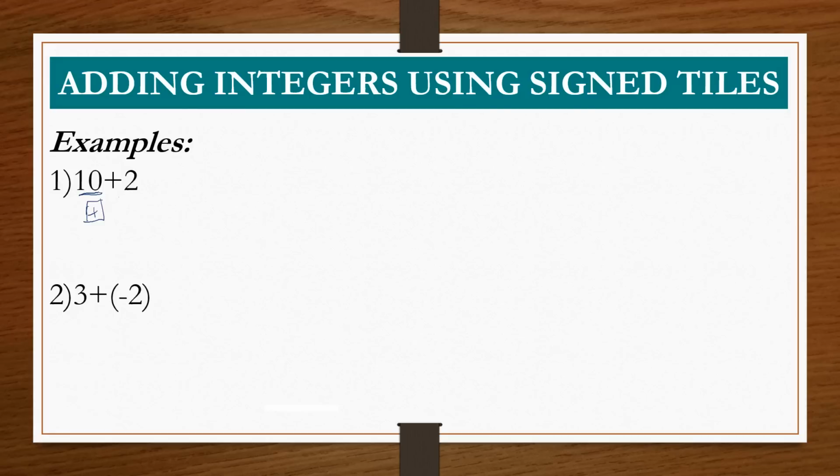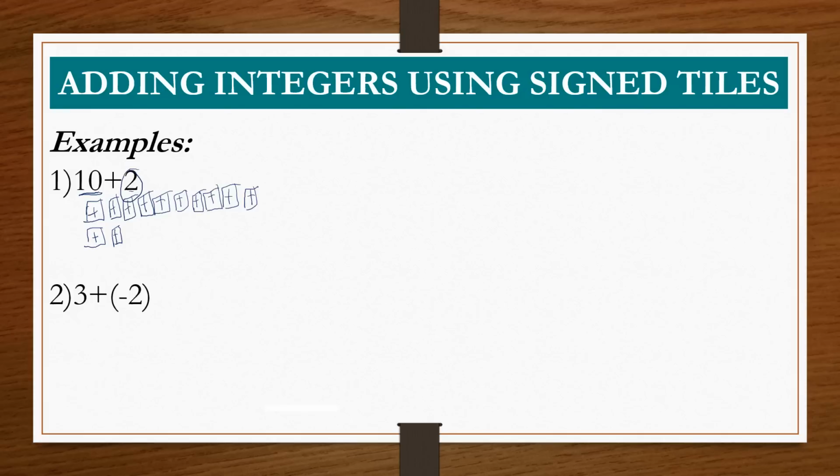So that is 1, 2, 3, 4, 5, 6, 7, 8, 9, and 10. And for positive 2, we are also going to draw 2 tiles with the positive sign on it.